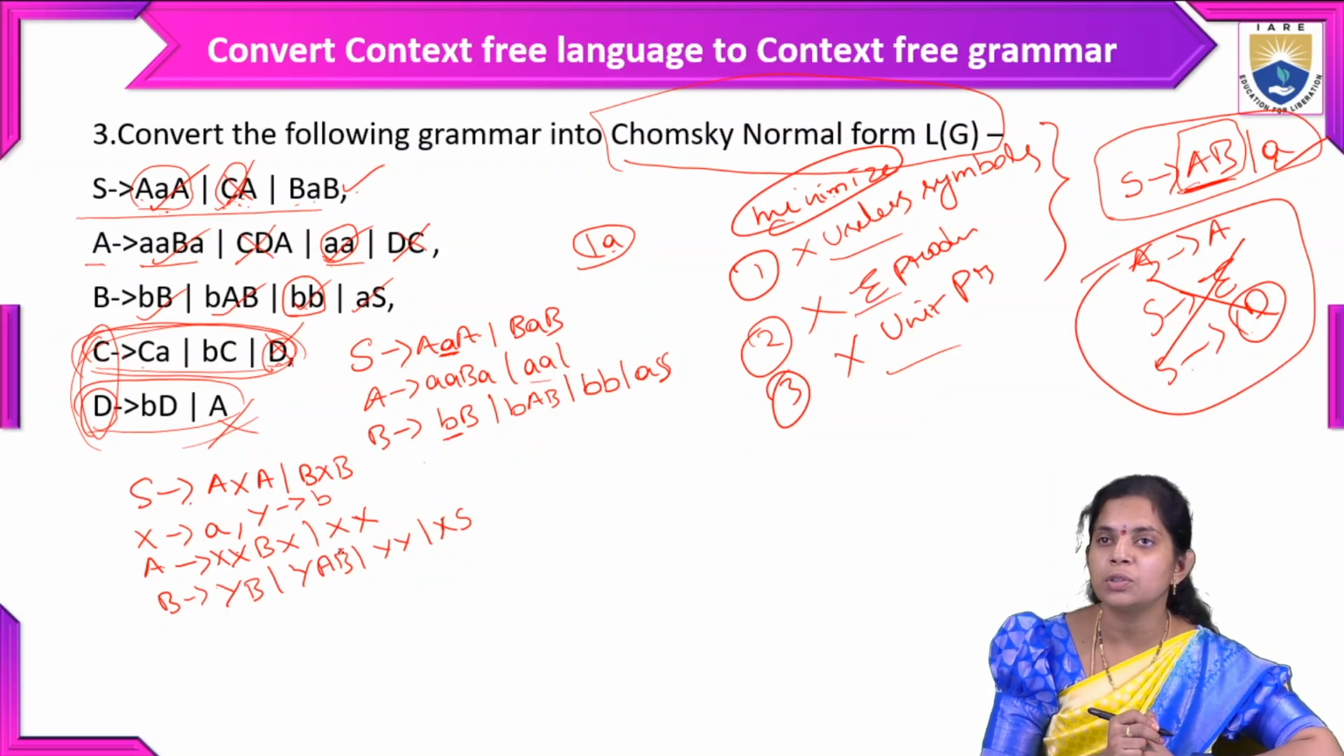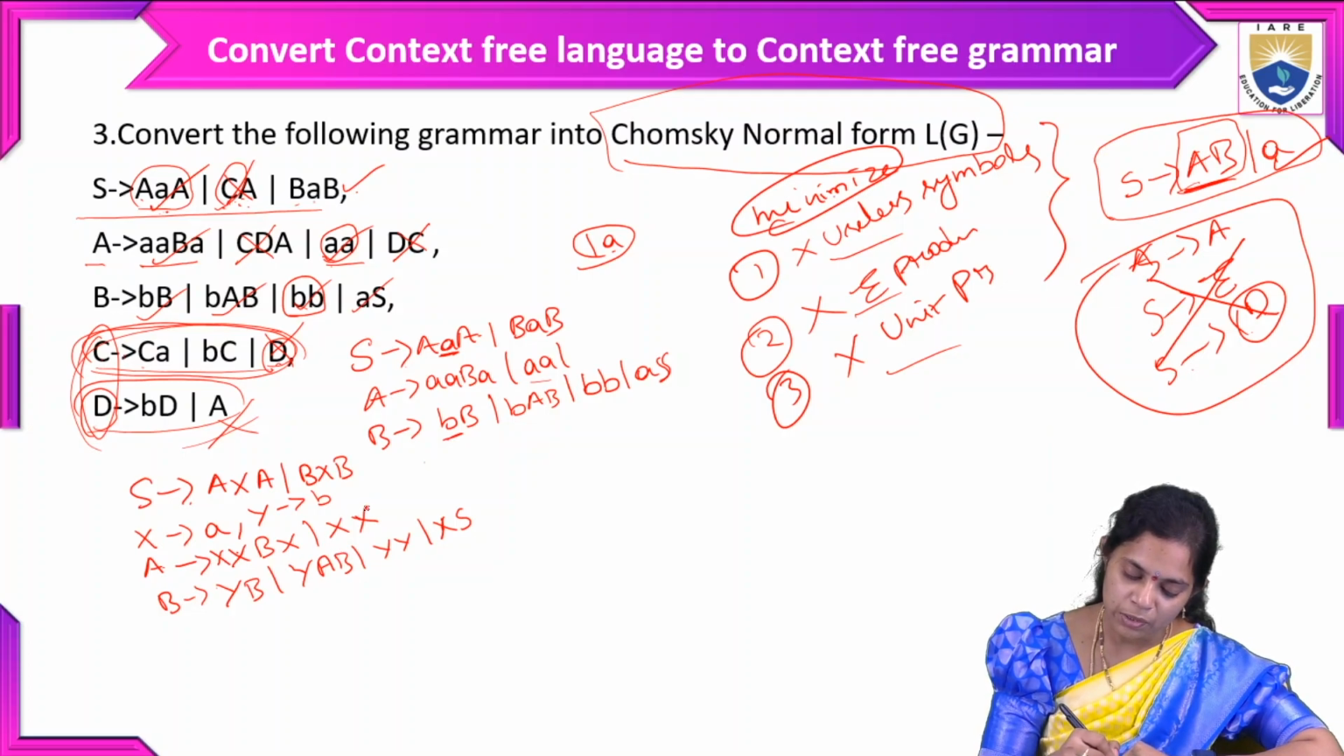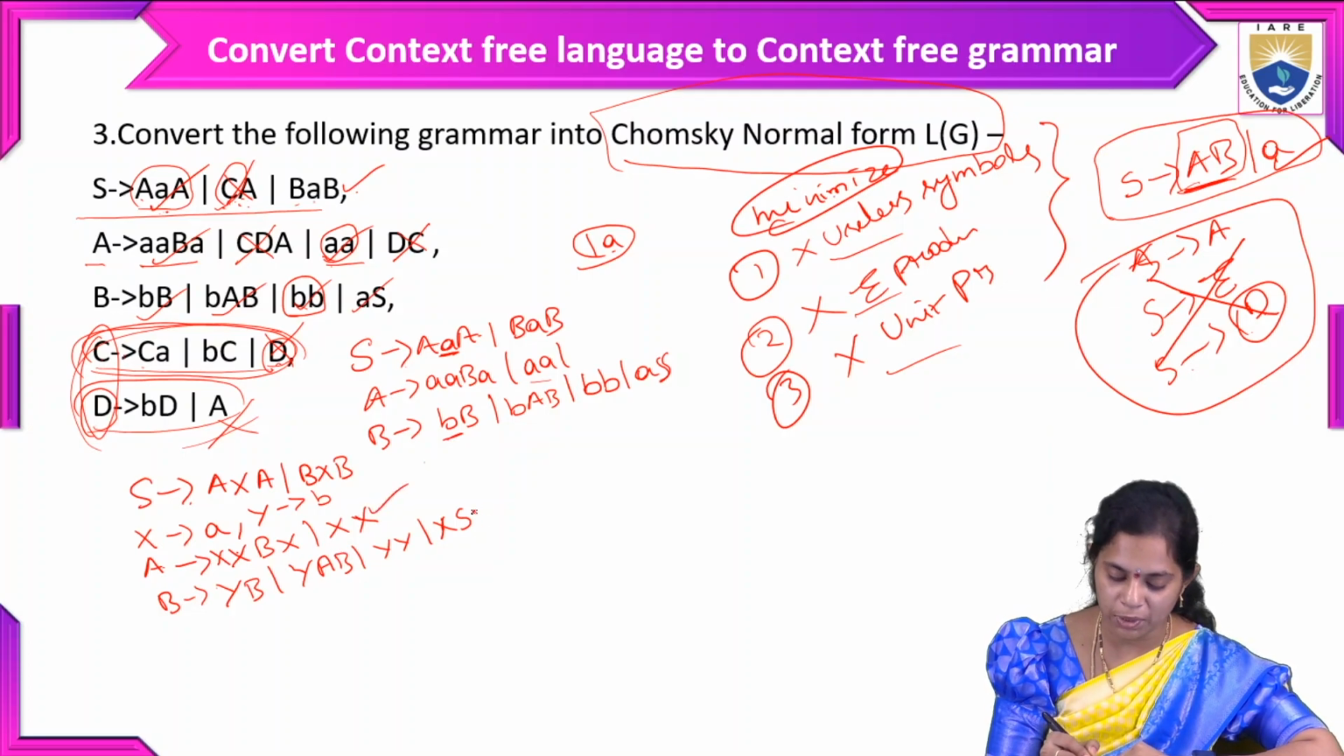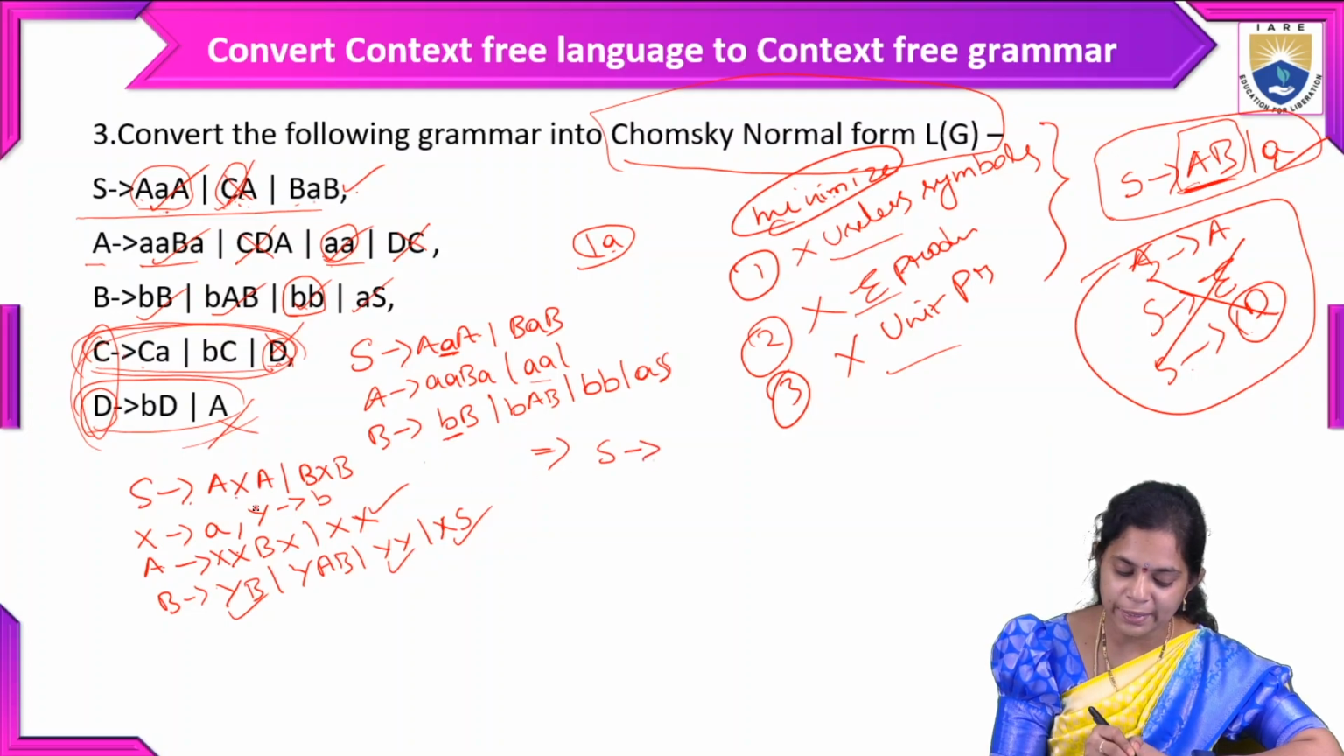We need not change those equations. What are those? XS is two non-terminals, and XS is also two non-terminals. YY is also two non-terminals, and here YB is also two non-terminals. So the remaining ones we need to change. So in this one, S tends to AXA.